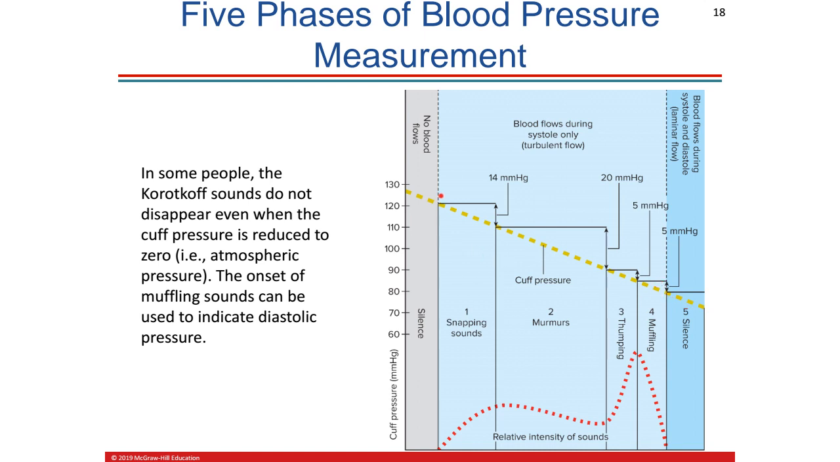So we would have measured systolic blood pressure here with the first snapping sound, and then diastolic with the last muffling sound. Now the book points out, and I think it's important, that in some people the Korotkoff sounds do not disappear even when the cuff pressure is reduced to 0, which means that it's the same as atmospheric pressure. So in this case, the onset of the muffling sounds can be used to indicate the diastolic pressure.